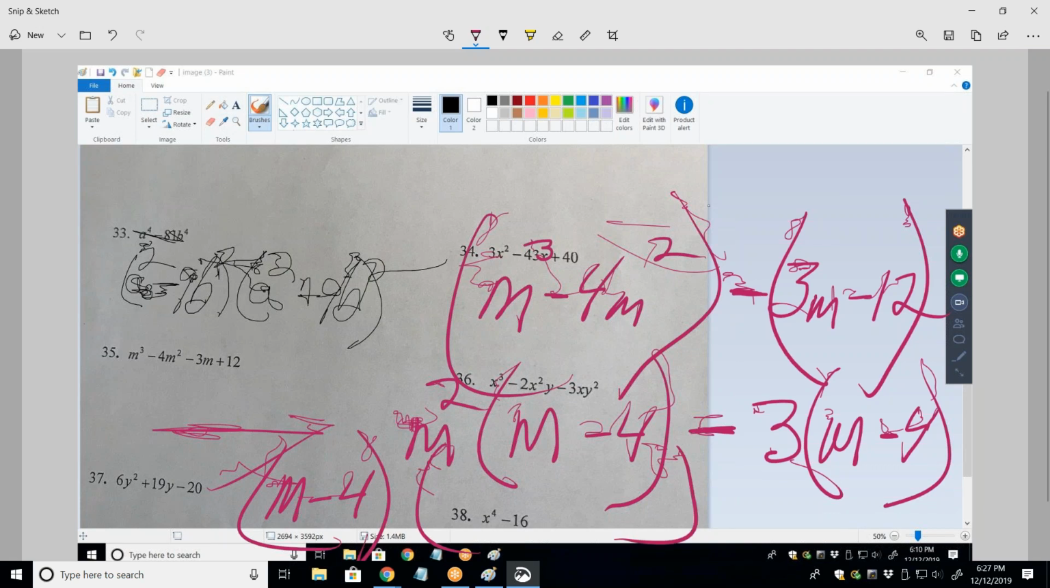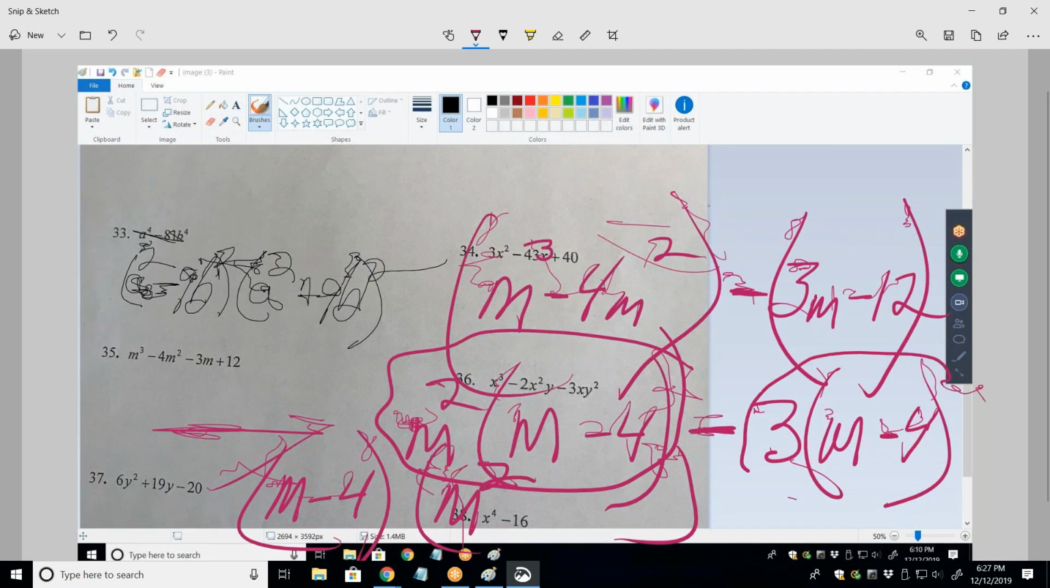M +4? M squared -3. In other words, when I divide that term by m -4, I got m squared. When I divide this term by m -4, I get just -3. So the very bottom line is the answer. It's m -4 times m squared -3.